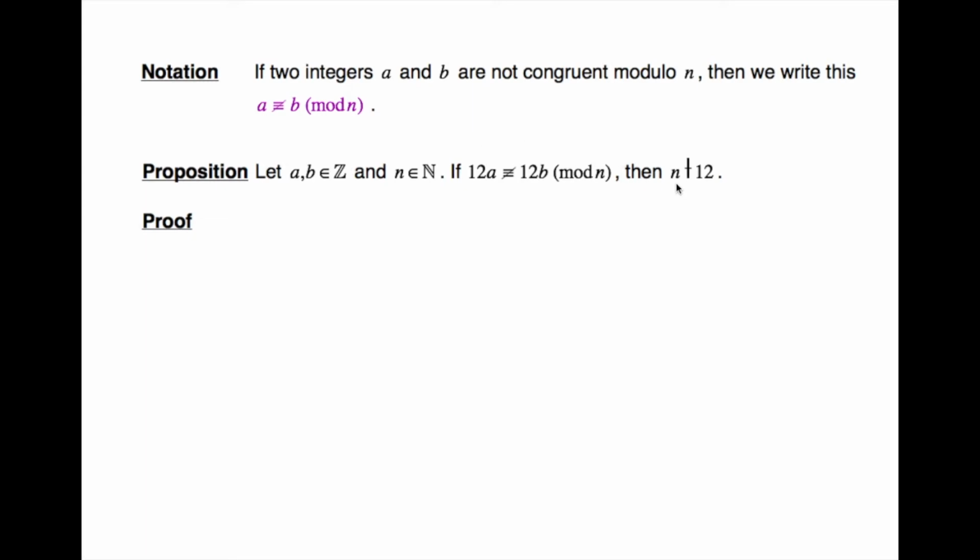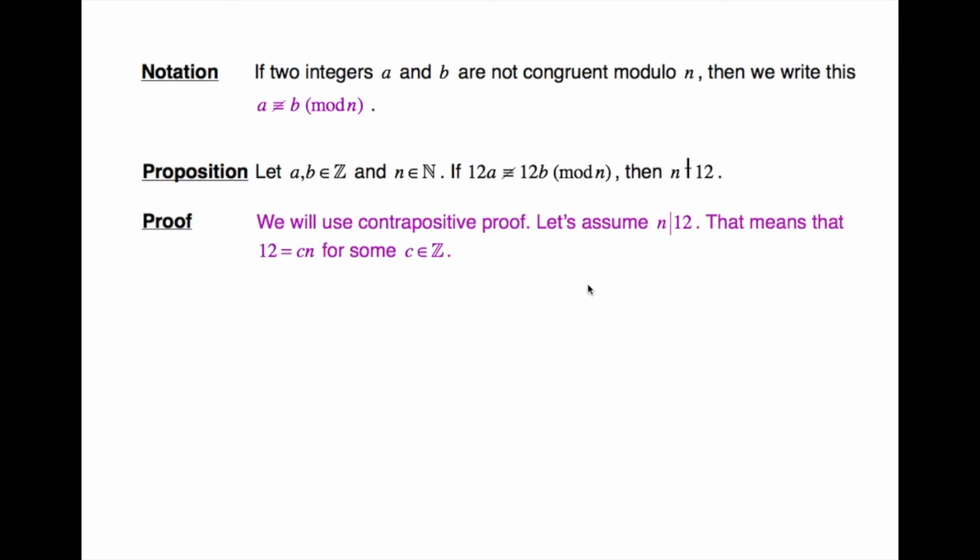When we have something like this, does not divide, it's kind of a hint that we will want to use contrapositive proof, because it will turn it into an n does divide 12, which is much more convenient. So we will use contrapositive proof. Let's assume n divides 12. That means that 12 equals c times n for some integer c.